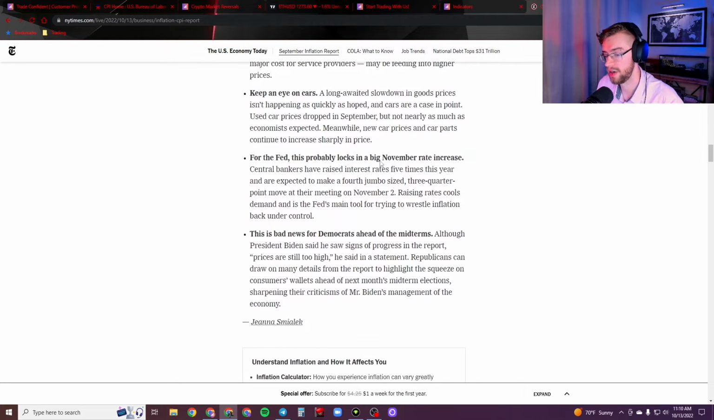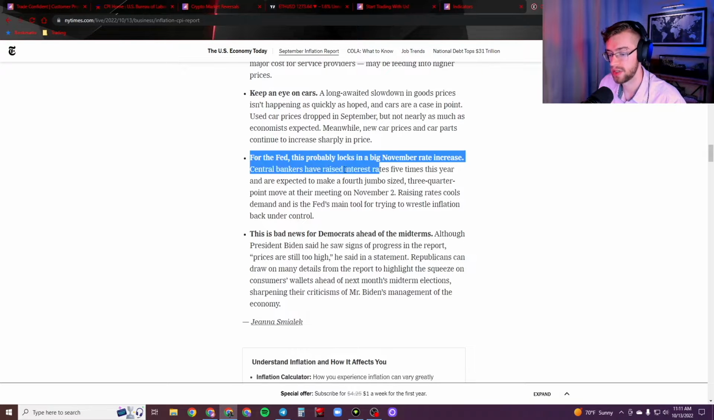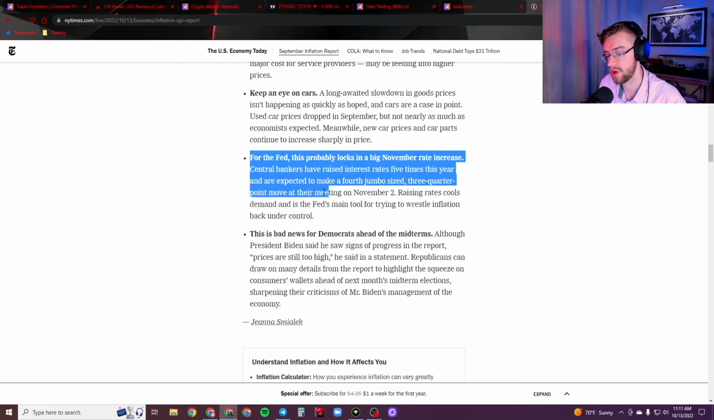Scrolling down a little bit here, this is the main thing to pay attention to. This is what all of this really sums up to and what we should expect in the market. For the Fed, this probably locks in a big November rate increase. Central bankers have raised interest rates 5 times this year and are expecting to make a 4th jumbo-sized 3/4-point move at their meeting on November 2nd.